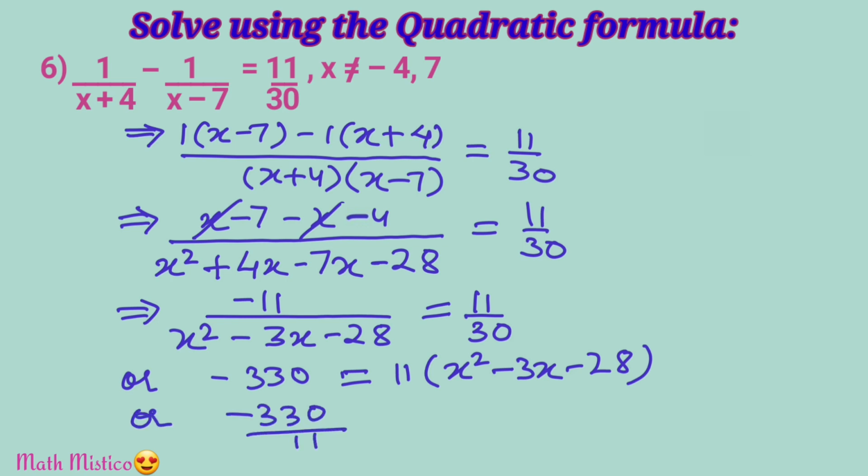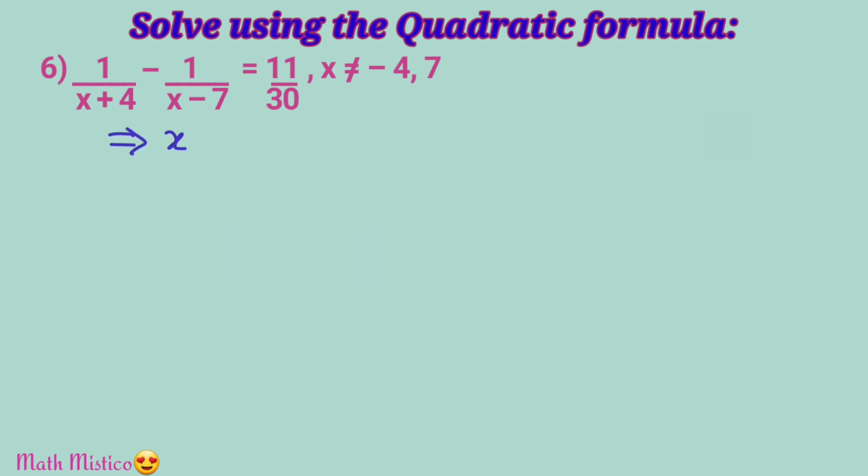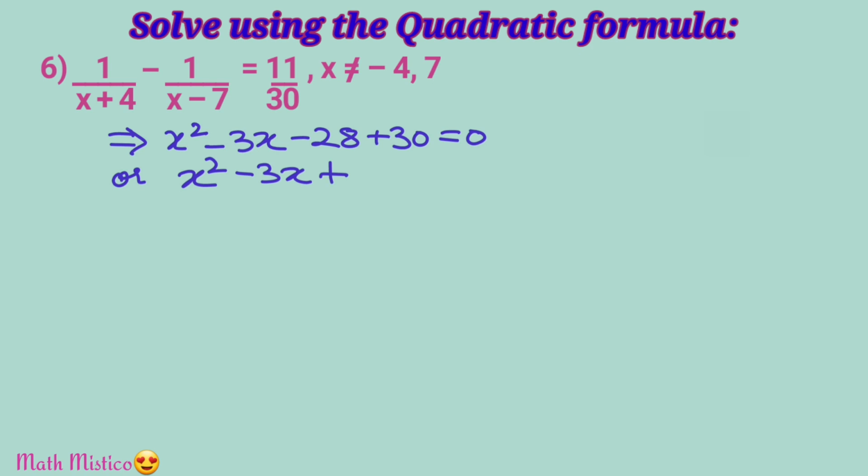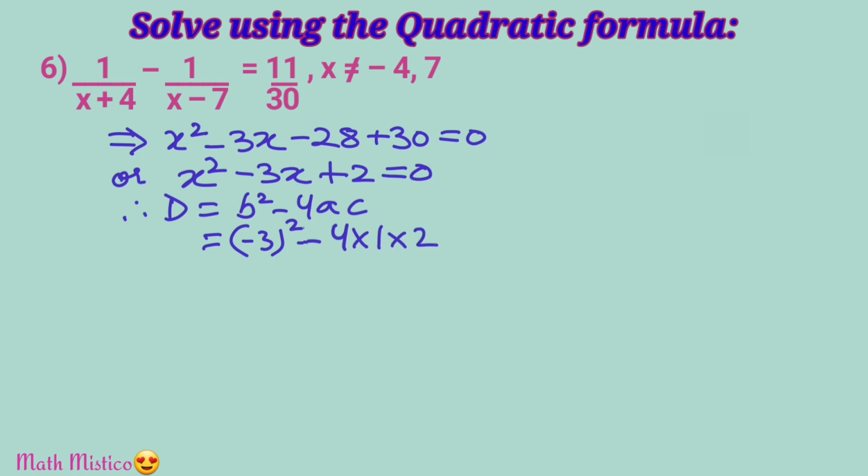Now as 11 is multiplied, I can bring it to the other side and we have minus 30 equal to x square minus 3x minus 28 or x square minus 3x minus 28 plus 30 equal to 0. So the standard form is x square minus 3x plus 2 equal to 0. Comparing, we get a, b and c, and so the discriminant is minus 3 whole square minus 4 into 1 into 2, that is 9 minus 8 equal to 1.